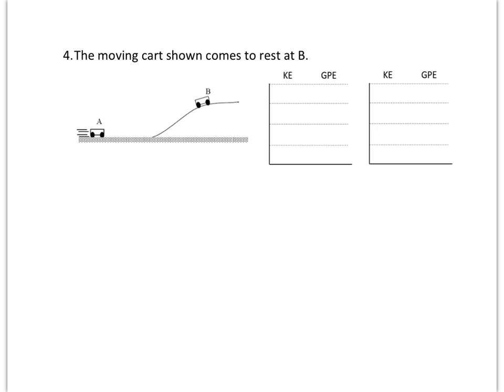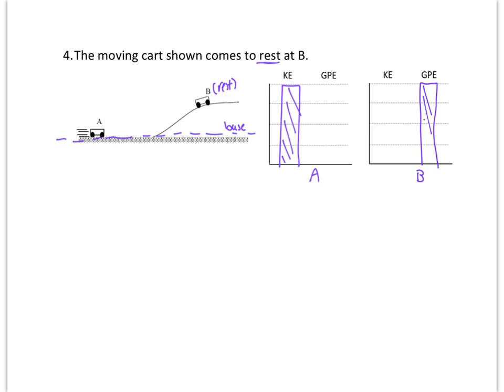Okay, the next one, we have a moving cart coming to rest at B. So at A, it's moving, and it's at the base level. So again, make the ground your base level. So at A, it's all kinetic energy. At B, it comes to rest, like it tells us it comes to rest at B. So it's no longer moving, but it has gravitational potential energy. So showing that all of my energy at A became all of my energy at B.